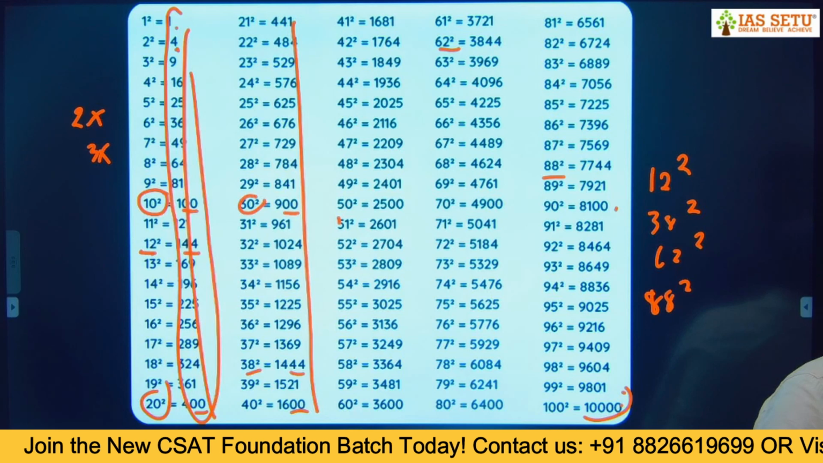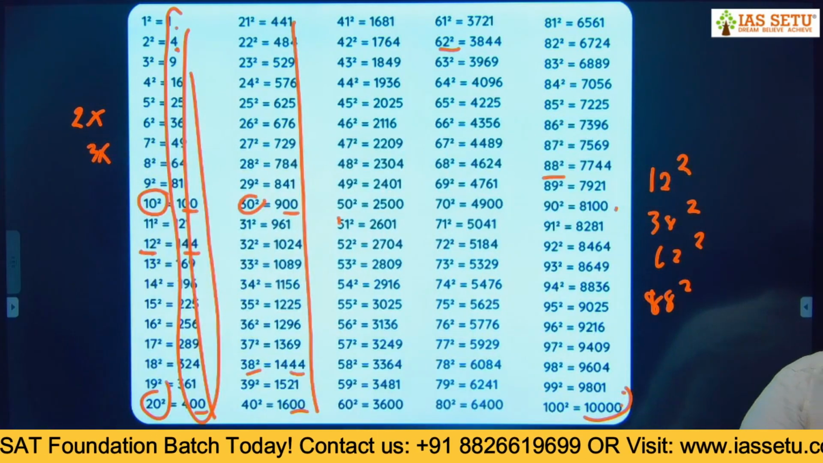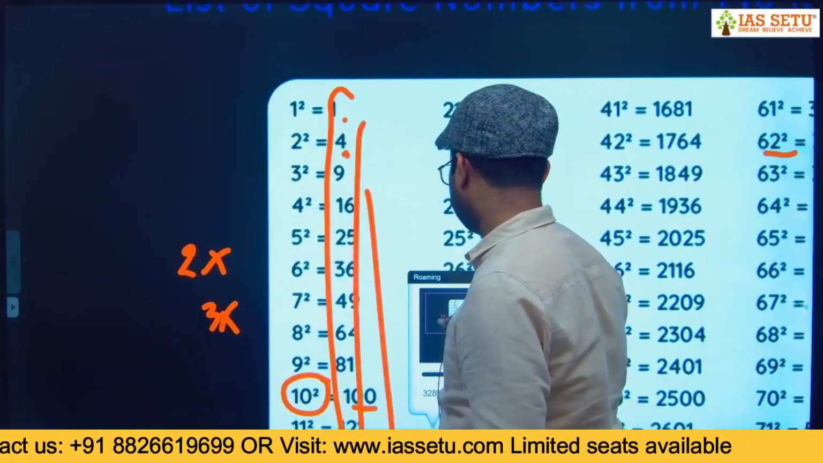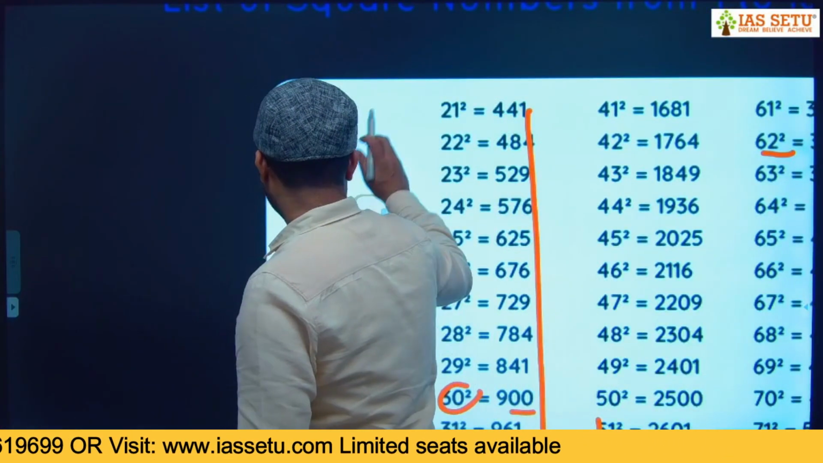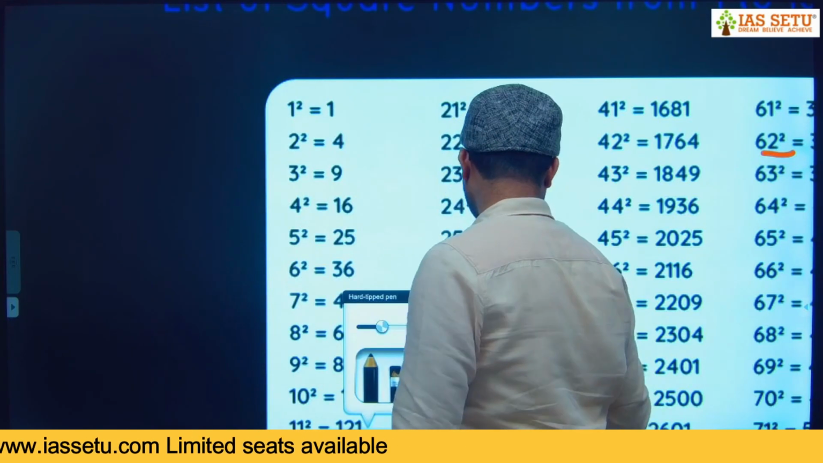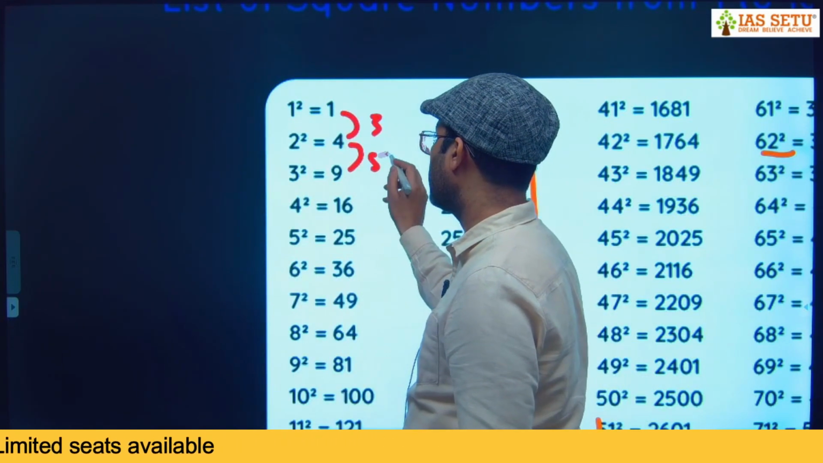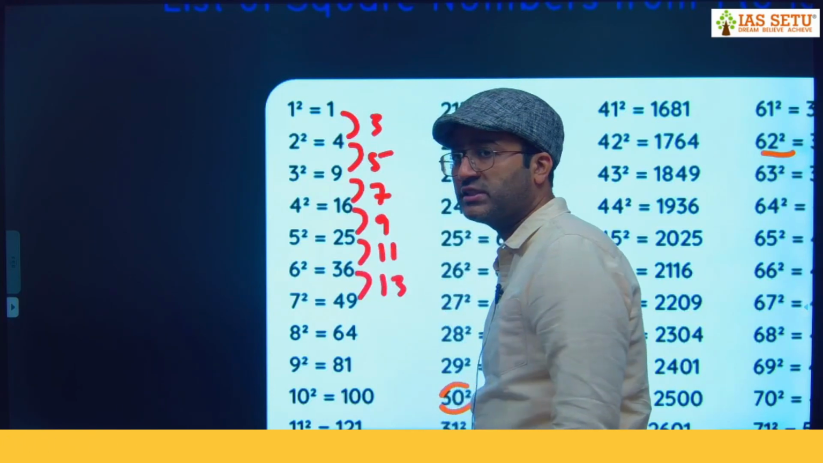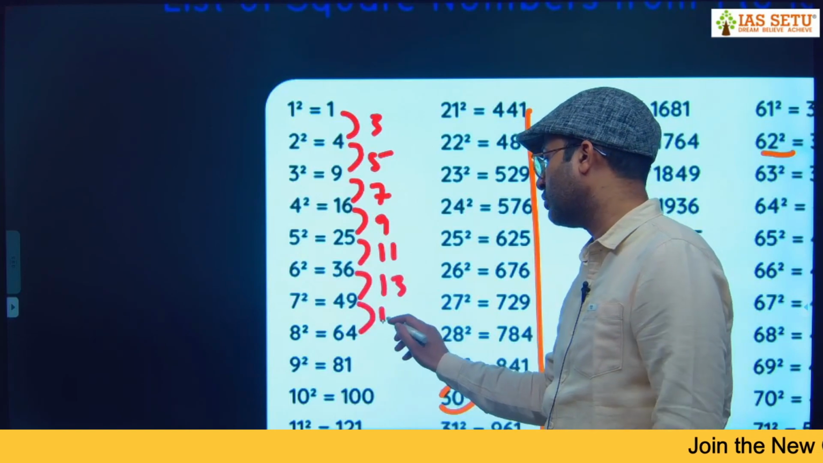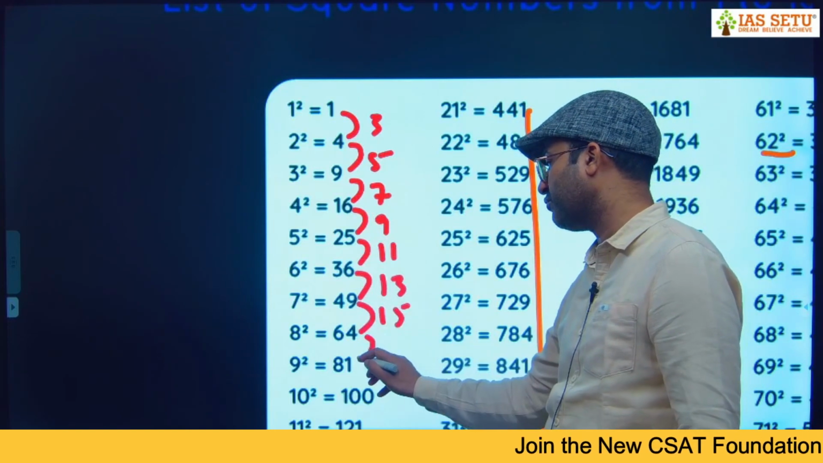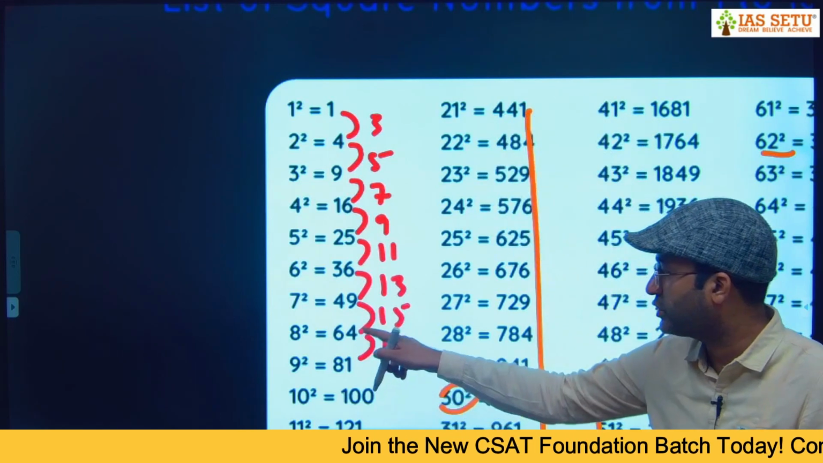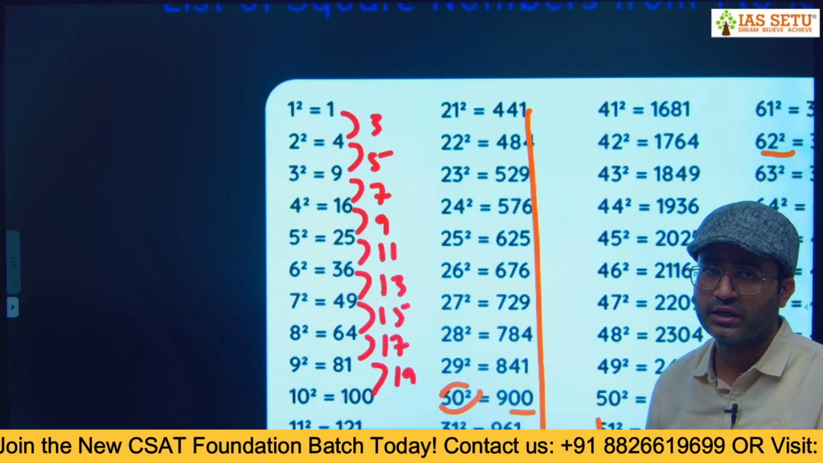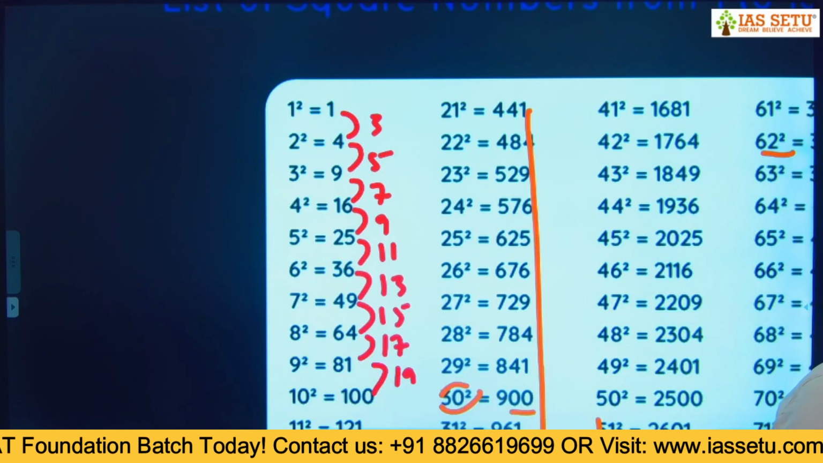Good. I will explain observation number 4 again. If you check the difference in perfect square numbers, the difference is 3, then 5, then 7, then 9, then 11, then 13. What is this? It is a series of odd numbers. After 13, the next odd number is 15. You can check: 49 plus 15 is 64. Next odd number is 17. 64 plus 17 gives 81. Next odd number is 19. 81 plus 19 gives 100. So if you keep on adding odd numbers, you get the next perfect square.